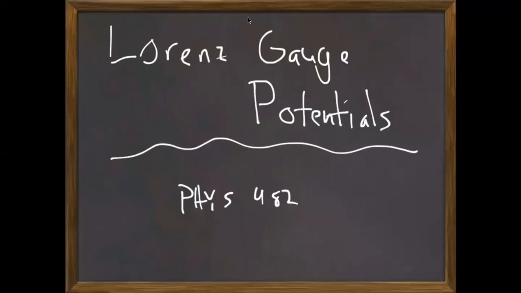Hello, I'm going to go through quickly an overview of the Lorenz gauge potentials. This is material from chapter 10 of Griffiths, and it will summarize the results of the beginning of chapter 10 on what potentials look like in electrodynamics, and then go through how you actually calculate them in Lorenz gauge, and what that means.